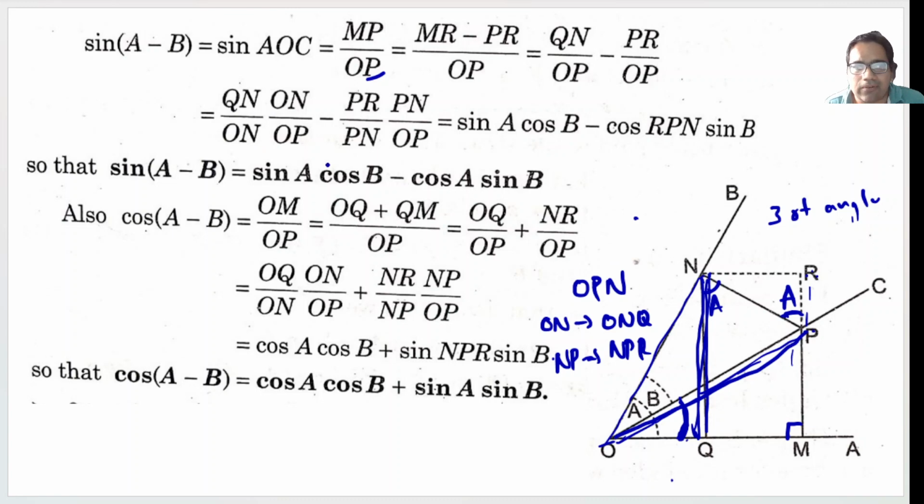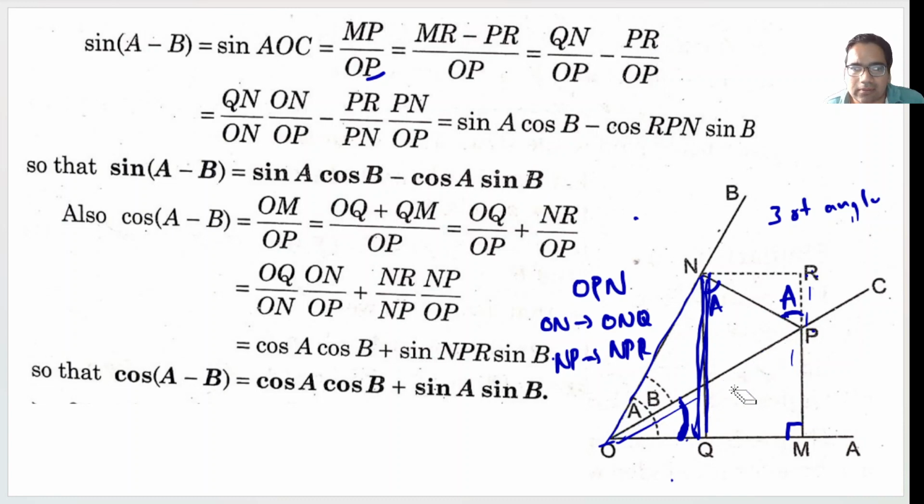Into ON by OP. That's what we have done. So because anyway ON will cancel, we just wrote QN by OP in this form: QN by ON into ON by OP. Now similarly, PR by OP.